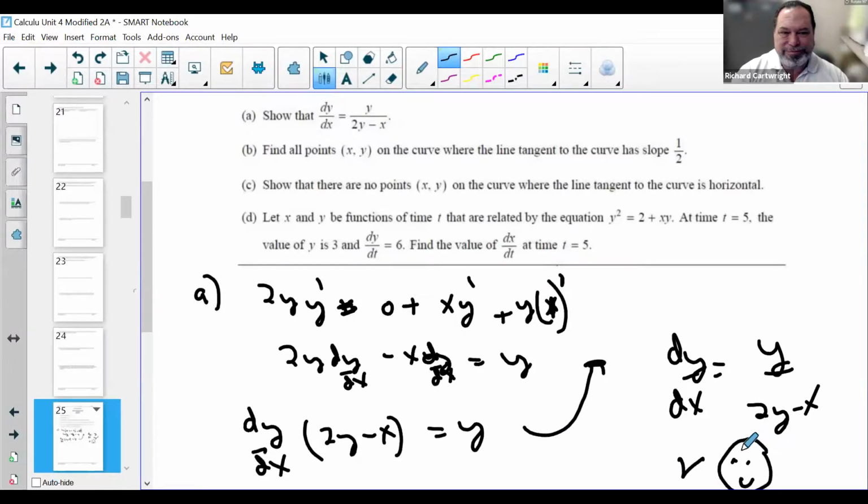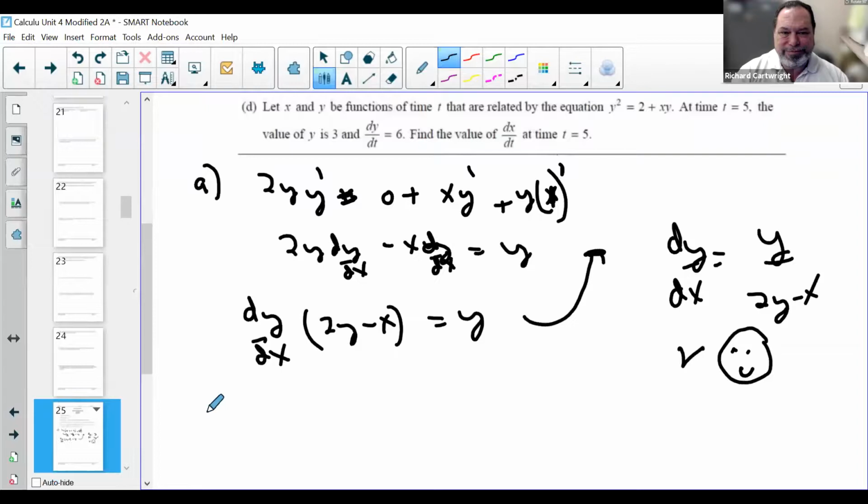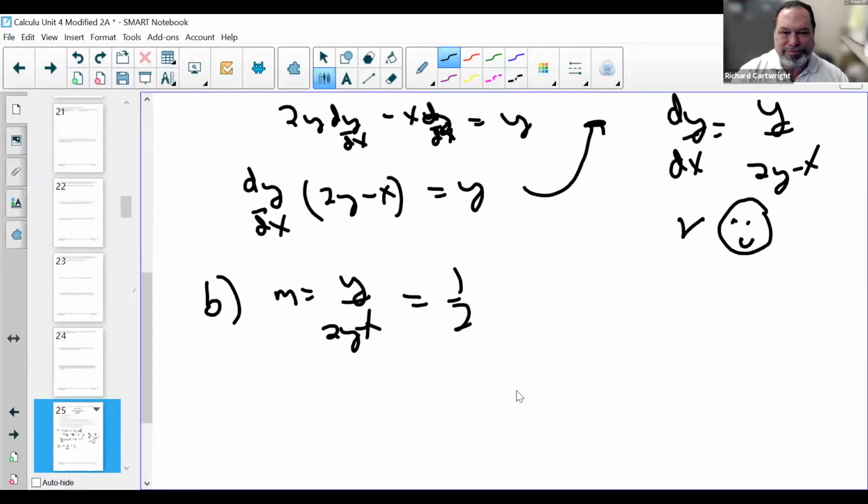Okay, so we put a big check mark and a smiley face and let the reader know, hey, I got that. Now, B says, show all the points that are tangent to a half. We haven't done one of those. Show where the slope of tangent lines are a half. So I'm going to take my derivative for B, which was if the slope is always y over 2y minus x, and I want to set it equal to a half because that's what I want to show. And that's just a fraction equals to a fraction. So just cross multiply and divide. 2y equals to 2y minus x.